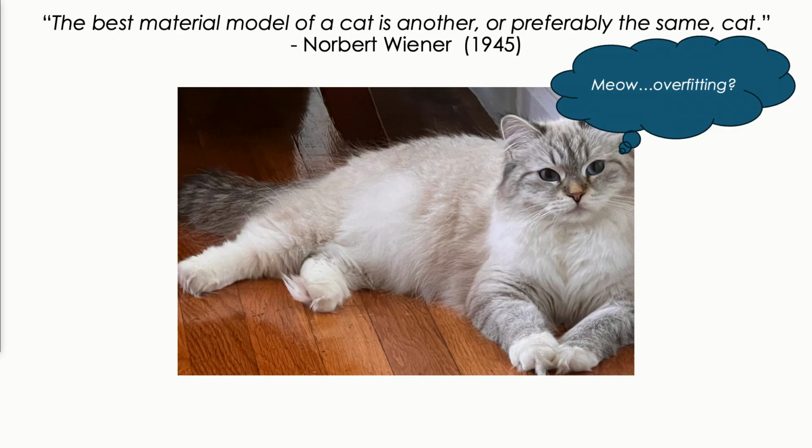So if we're going to talk about intro to computational modeling, what is computational modeling? Modeling means different things to different people. If we're thinking about a material model, the father of cybernetics had a very memorable statement: the best material model of a cat is another, or preferably the same, cat. What does that mean? It means that if you want to characterize all of the features of a particular system, your model must essentially have a one-to-one mapping between the features you're trying to describe and the components of the model.